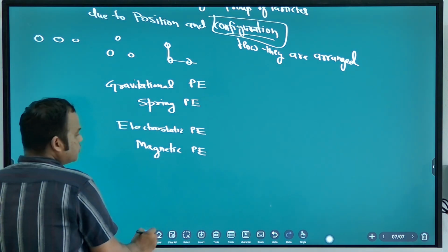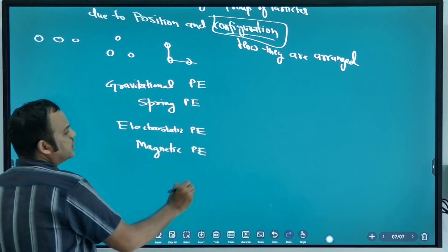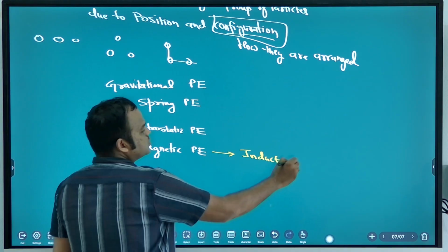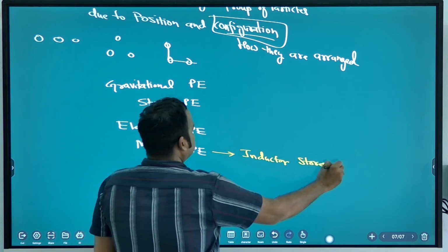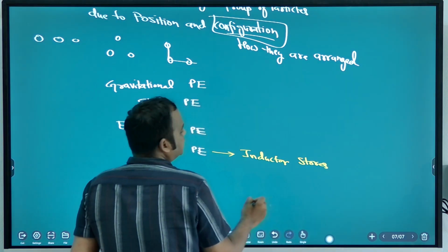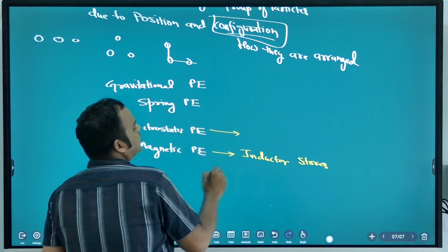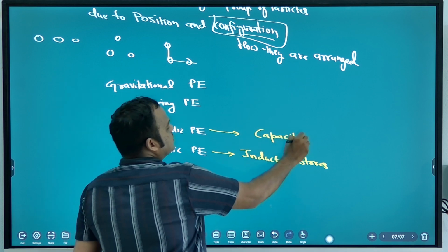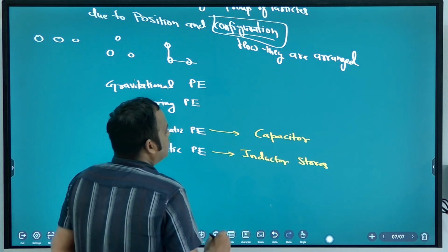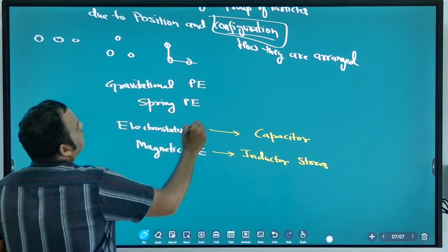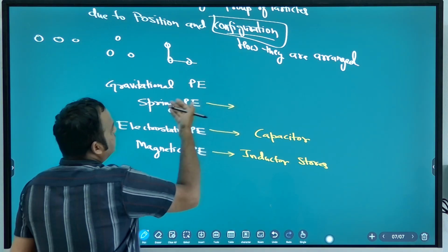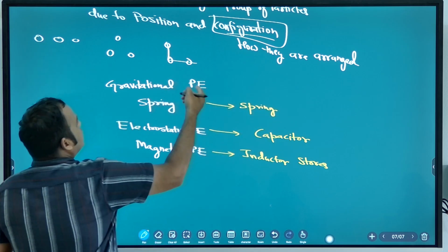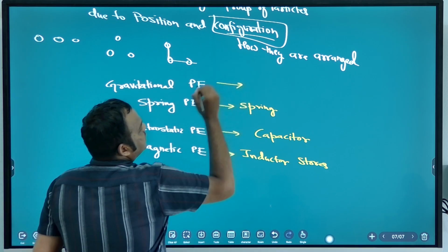Okay. Who stores magnetic potential energy? It is the inductor. Inductor stores magnetic potential energy. Who stores electrostatic potential energy? Capacitors. Very good. Capacitor stores electrostatic potential energy. Who stores spring potential energy? Clearly, spring. Spring stores spring potential energy. Who stores gravitational potential energy? Mass.